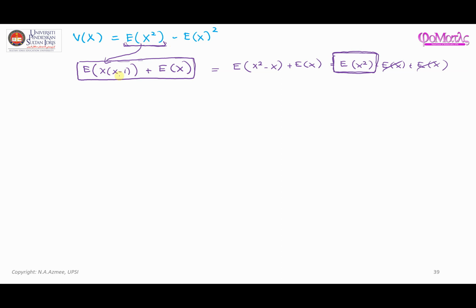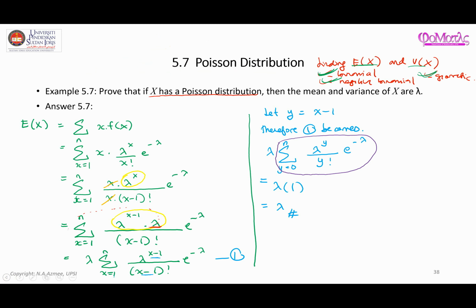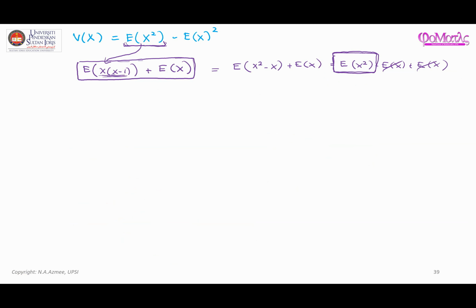And I hope you know the reason why we have to do it this way. By doing this, we will be able to cancel out the X minus 1 with the X factorial. We can rewrite X factorial in a way that we can cancel out X and X minus 1. That's the reason. If you have it with X squared, then that cannot be cancelled out, and we're going to have a problem later on. Okay, so let's continue.